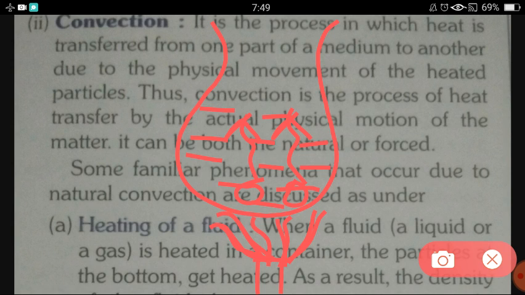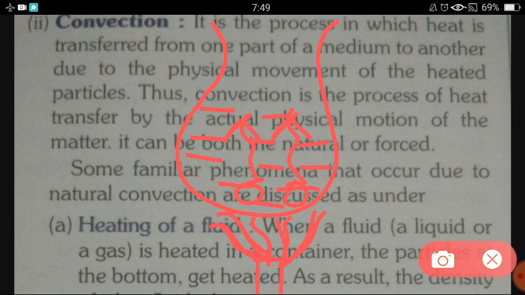And whenever you are cooking something and you need hot water, at that time also you see that when you give heat to water, the bubbles come up from the bottom. So that is also a kind of transfer of heat.